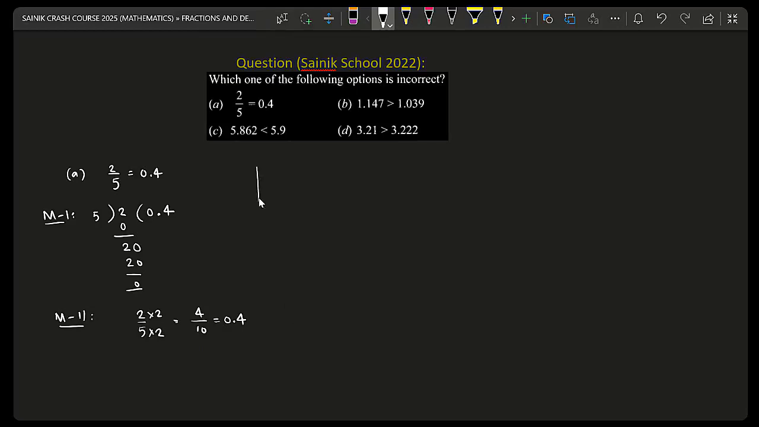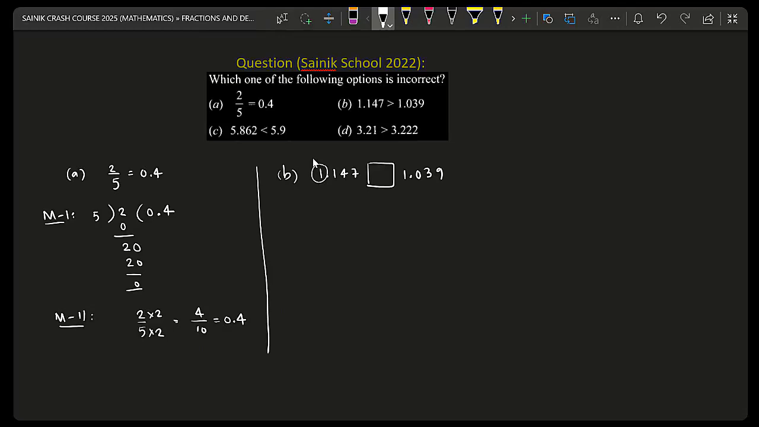Now we will check option B. Option B is 1.147. Let us compare with 1.039. So what I said, first you compare the whole part. What is the whole part in this? What is the whole part in the first decimal?